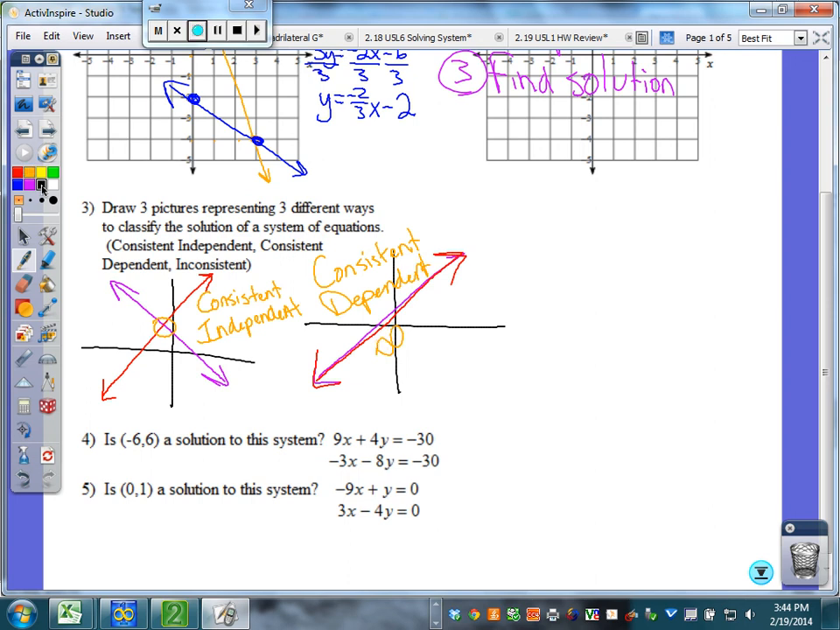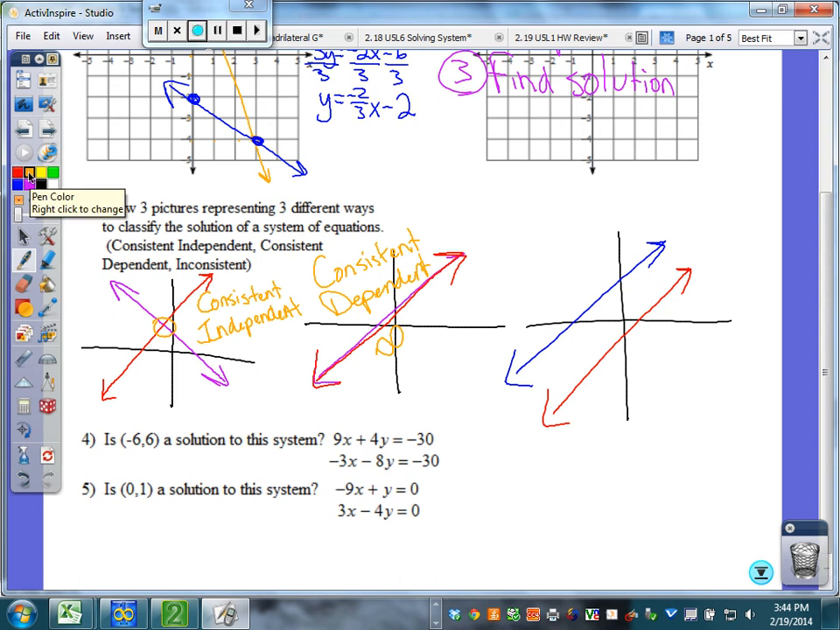And the last one, inconsistent, and inconsistent means that there's no solutions, so I have a set of linear equations in which my lines never intersect. So this is an inconsistent system. All right.